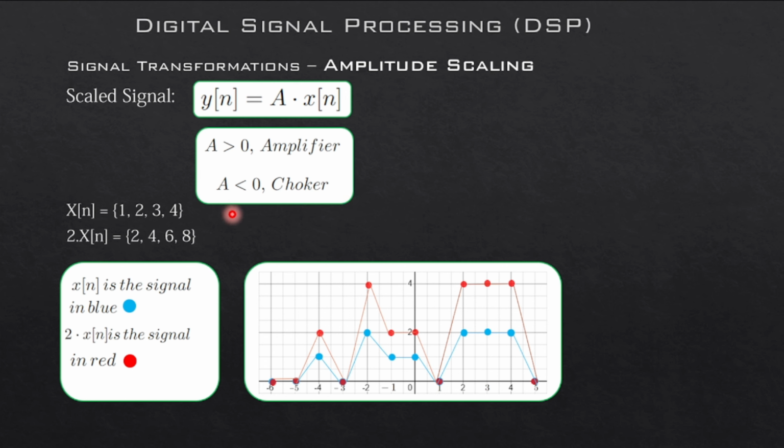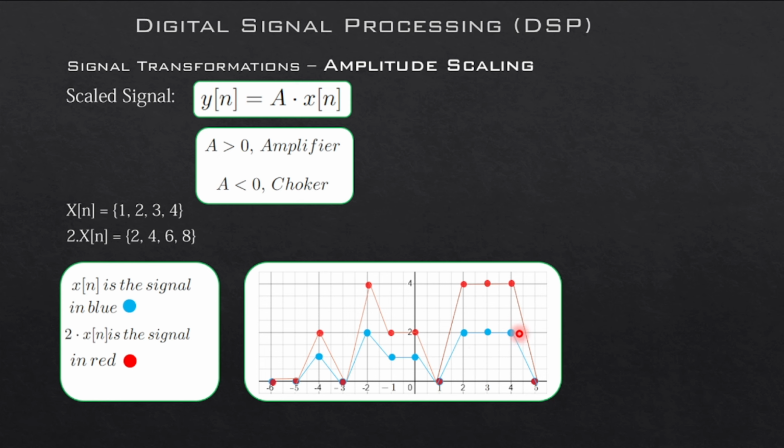So let's represent it here. You have x[n] equal to 1, 2, 3, 4. These are the sequential values for x[n], not the indices. x[n] is in blue. Actually, we have a different signal down below, forget about it. 2x[n] is 2 times x[n], meaning 2 times 1 is 2, 2 times 2 is 4, 2 times 3 is 6, 2 times 4 is 8. That's an amplifier.